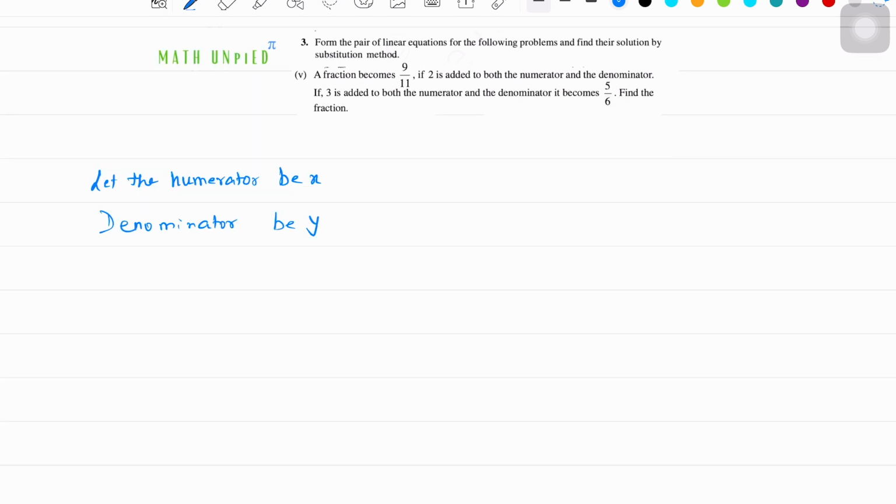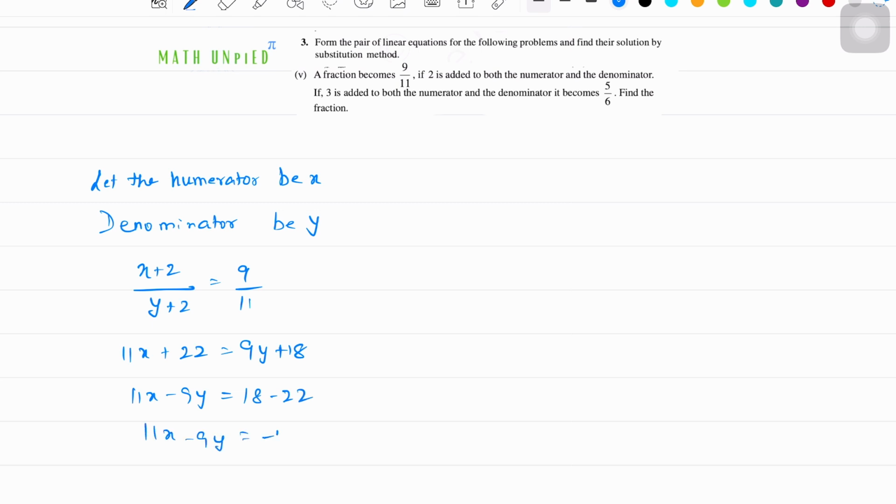Now according to the first condition, if 2 is added to both numerator and denominator, it becomes 9 over 11. So this will be X plus 2 over Y plus 2 equals 9 over 11. So this is 11x plus 22 equals 9y plus 18, or 11x minus 9y equals 18 minus 22, or 11x minus 9y equals negative 4. So this is the first part.